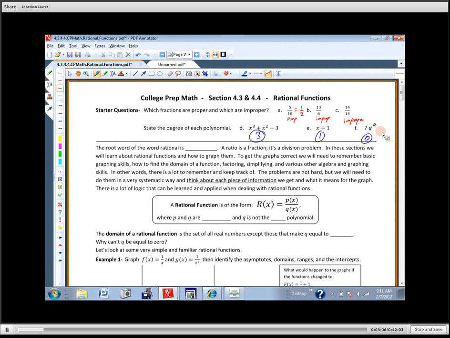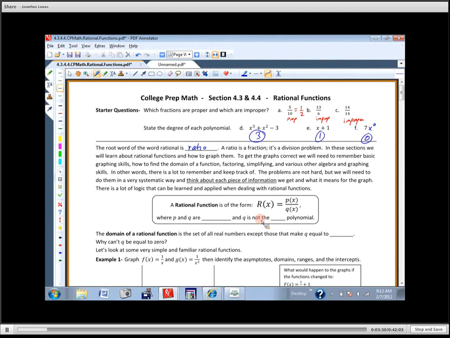All right, so this section is about graphing rational functions. These are going to be pretty wild. These will probably be the weirdest graphs you've ever done. But let's start off by talking about what the root word for the word rational is. Anybody know what it is? Yeah, ratio, just ratio. Okay, and ratio is a fancy name for what? A fraction. So when we say we're going to deal with rationals, we're going to be dealing with fractions.